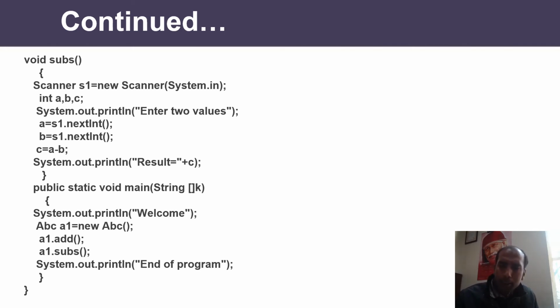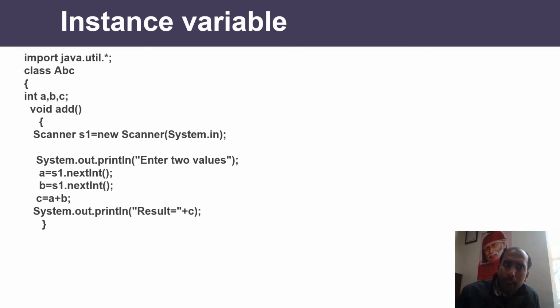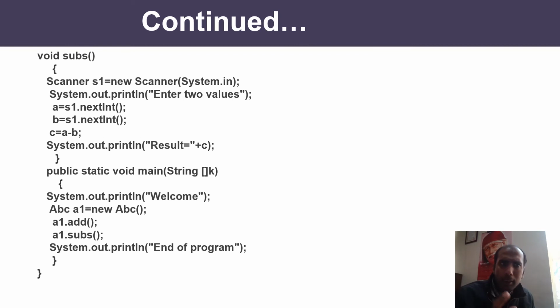So how to create an instance variable? Let's see. Inside a class, I have created an instance variable ABC. Now you can see that in the add method, I have not declared it yet, I am just accessing it. Because ABC is an instance variable, it can be accessed in any method of the class. You can see that in the subtract method, I am also accessing it. And in the main method, I am just calling the add and subtract methods, and it will work perfectly.